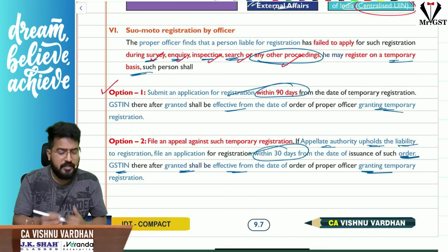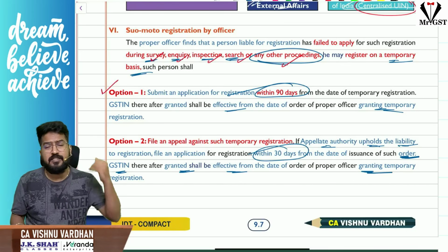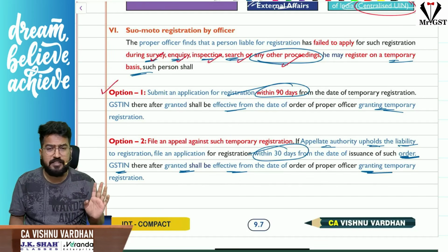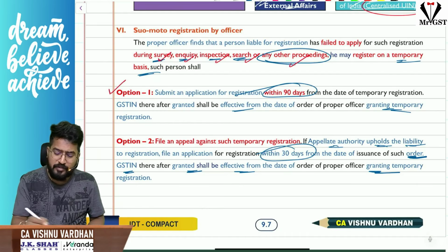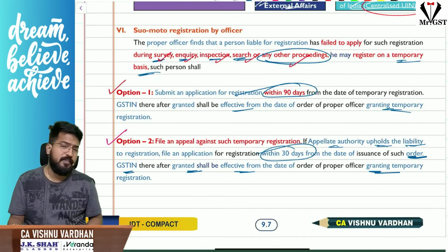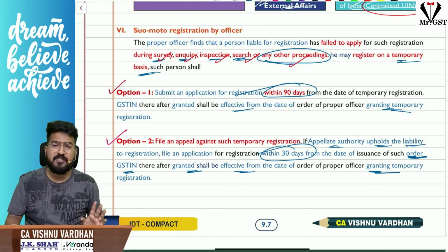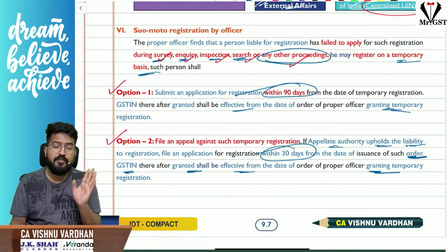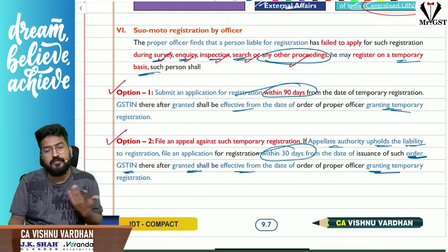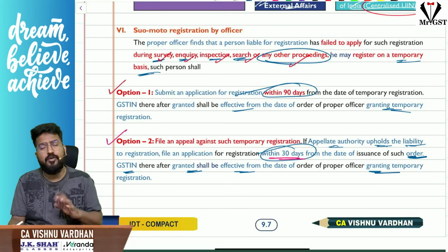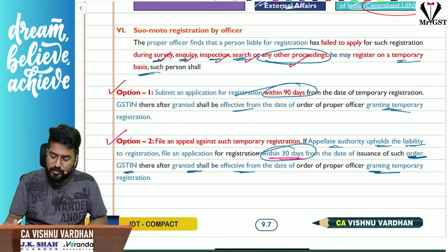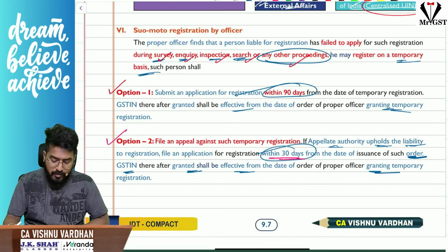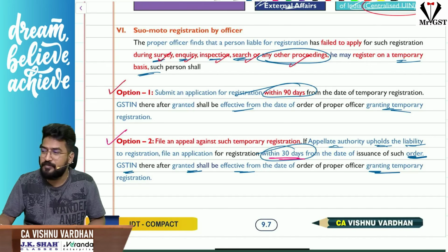So what do you have to do now? You have one option: yes sir, now I am caught red-handed, so let me apply for registration. Submit all the documents whatever are required and take the registration. This is number one. Within 90 days you can do this. Number two, you may feel the proper officer doesn't know anything, so let me go for an appeal. You can file an appeal within the department itself and say, sir, the order passed by your officer is not correct. If they agree with you, no problem, but if they say no, our proper officer is correct, then there is nothing to do, sir. Within 30 days from the passing of the order by the adjudicating authority, you should apply for registration. Okay, that is the concept of suo motu registration.